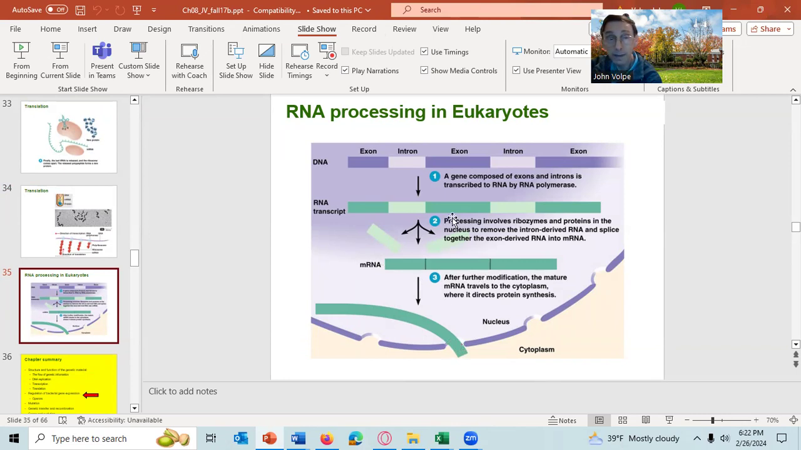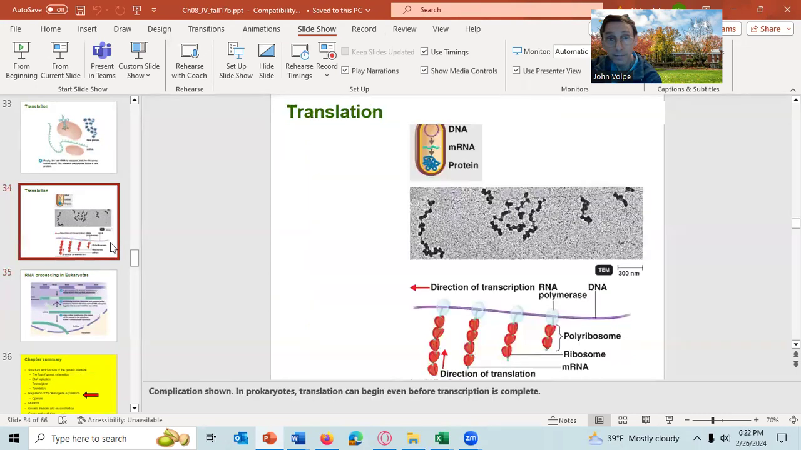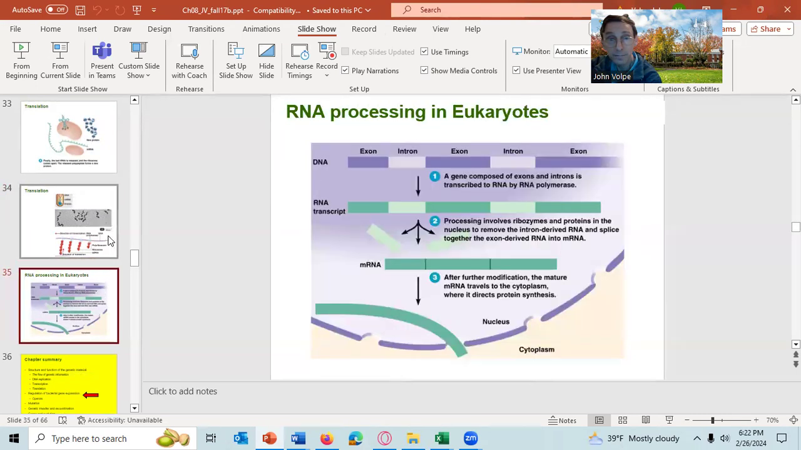Anyways, that's the complication of protein translation in eukaryotes. Any question about either of these complications? Any questions about protein translation?